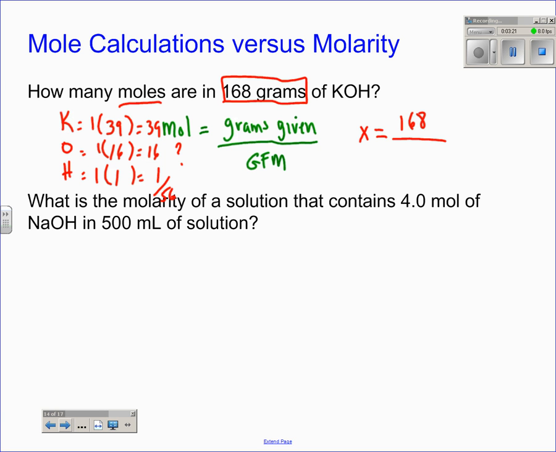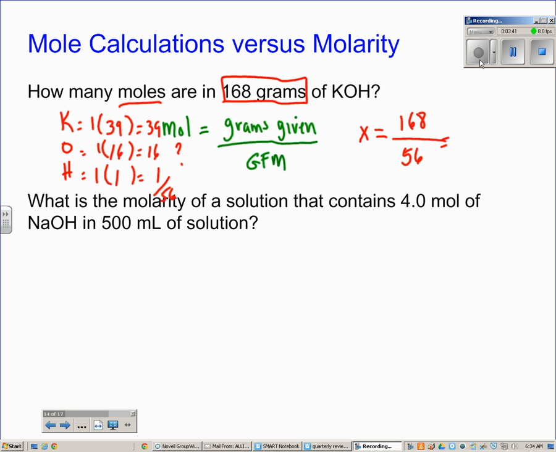Okay, so we get X equals 168 divided by 56. When we divide 168 divided by 56, we get 3. So X equals 3 moles. So we solved for the number of moles. Now, if we want to find molarity in this second question, we need to use a different formula.